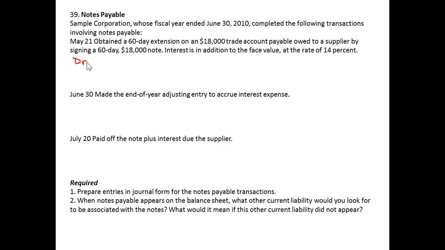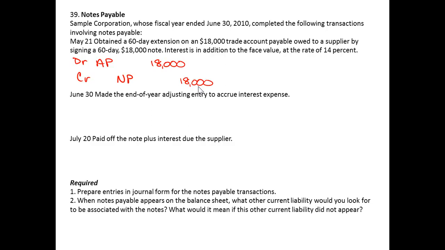So the entry, which I like to call a rollover, is where the accounts payable goes away and the notes payable takes its place. So the accounts payable is going to be debited for $18,000 and the note payable is going to be credited for $18,000. So we're still in debt. It's just we've signed a legal instrument instead of it being a trade payable.